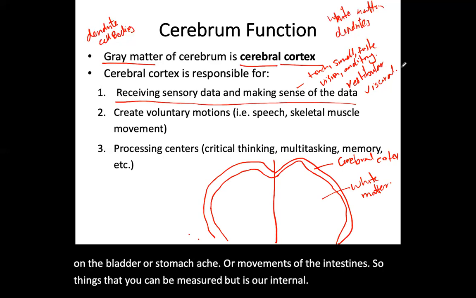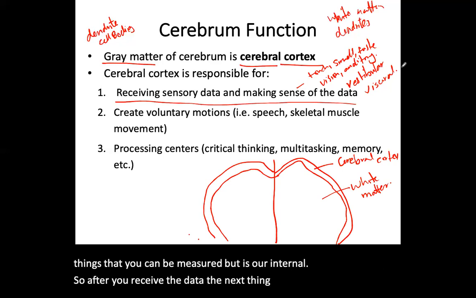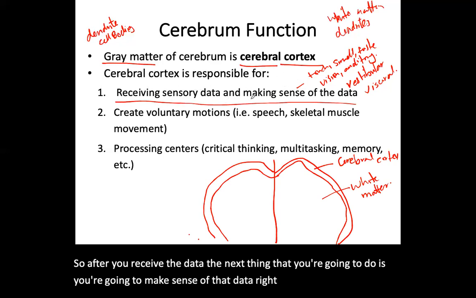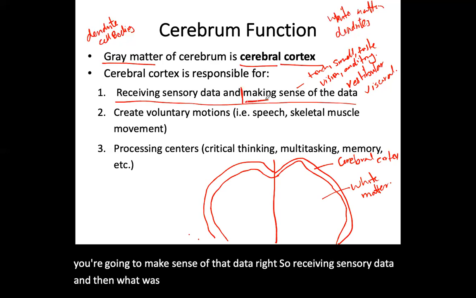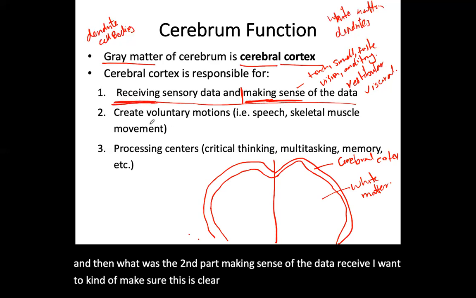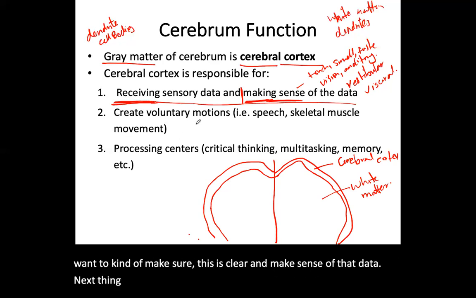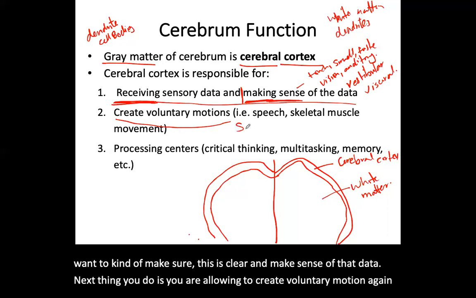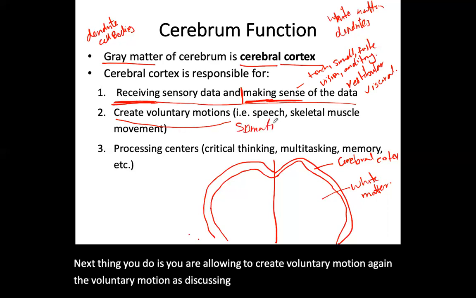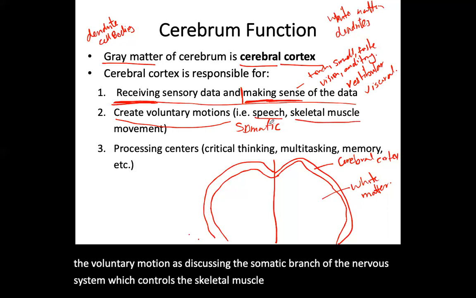So after you receive the data, the next thing that you're going to do is make sense of that data, right? So receiving sensory data, and then what? What's the second part? Making sense of the data. I want to make sure this is clear: receive, and make sense of that data. Next thing you do is create voluntary motion. Again, the voluntary motion is discussing the somatic branch of the nervous system, which controls the skeletal muscle and speech. It also controls your eye movement.